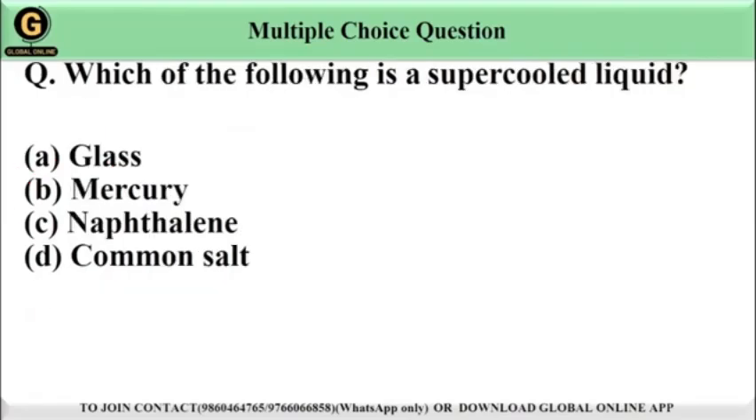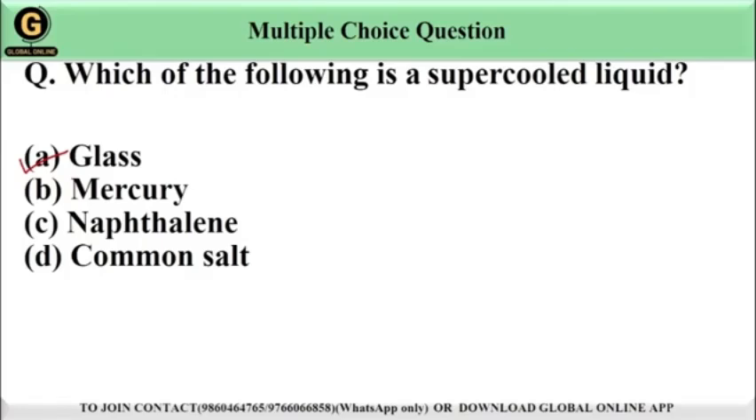Which of the following is a supercooled liquid? Options are given. Option A, glass. Option B, mercury. Option C, naphthalene. Option D, common salt. So students, glass is often considered a supercooled liquid because of its amorphous structure. Unlike typical solids, glass does not have a well-defined melting point and behaves more like a rigid liquid over long periods. It lacks a crystalline structure, which differentiates it from other solids.